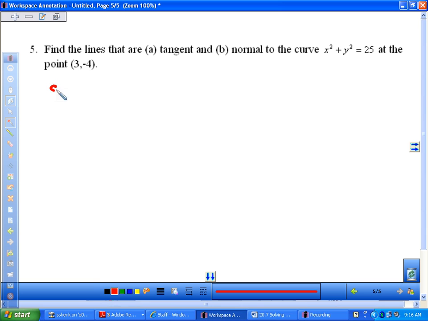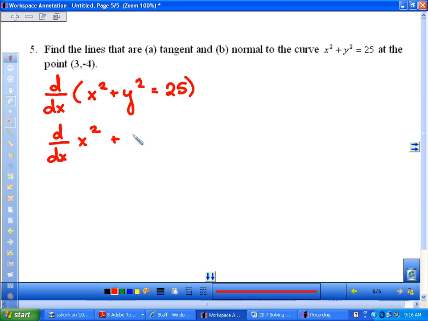We need to find the derivative, d/dx of x squared plus y squared equals 25. Okay, so in order to find the derivative of this function, we need to use the process of implicit differentiation because this is not directly solved for y. Okay? So we need to take the derivative with respect to x of all of our individual terms: d/dx of x squared plus d/dx of y squared equal to d/dx of 25.